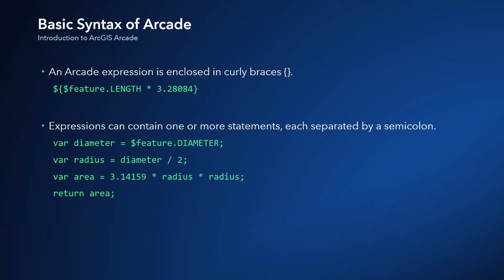Then it's going to calculate the radius of the circle by dividing the diameter by 2 and assigning it to a variable called radius. Next, it's going to calculate the area of the circle by multiplying the value of pi by the square of the radius and assigning that to a variable called area. And finally, it's going to return the value of the area variable as a result of the expression, which represents the area of the circle that corresponds to a given diameter.